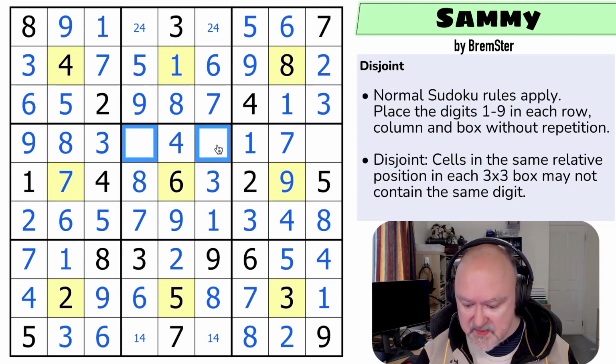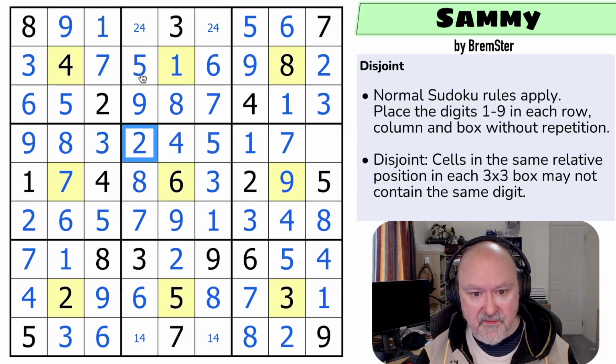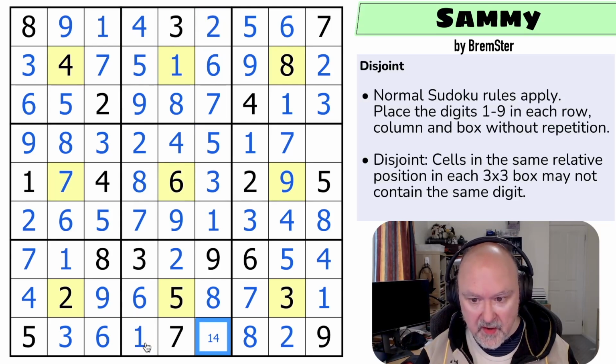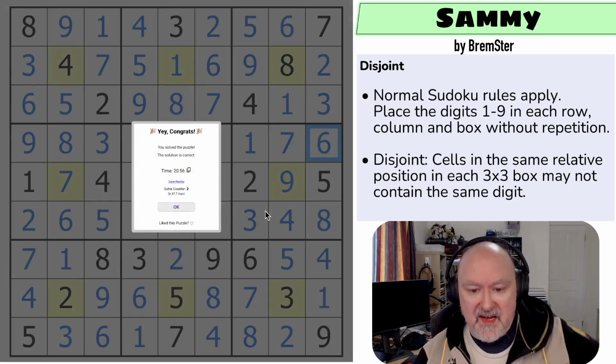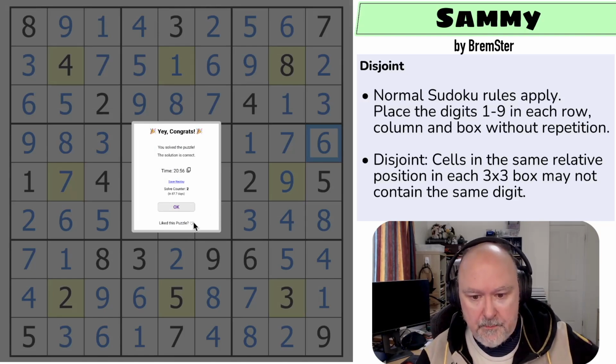The box is missing 2 and 5, and the 5 is looking down, making that the 2, that the 5. The 2 is looking up, making that the 4, and that the 2. The 4 is looking down, making that the 1, and that the 4. And this box doesn't have its 6. And that is how you solve Sammy by BremSter.